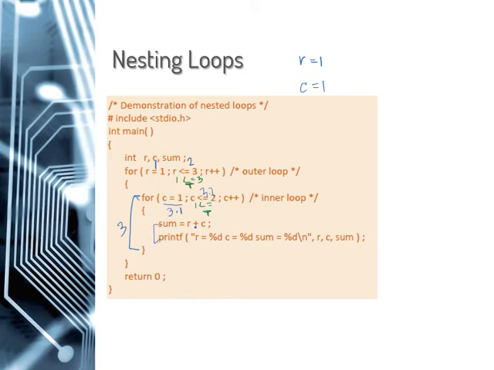And then gi-execute na po ni. The sum is equals to r plus c. So ang sum is r plus c, which is r is equals to 1, c is equals to 1, this is equals to 2. So ang pinakauna nga mo print is r is equal to 1, c is equals to 1, and the sum is equals to 2.